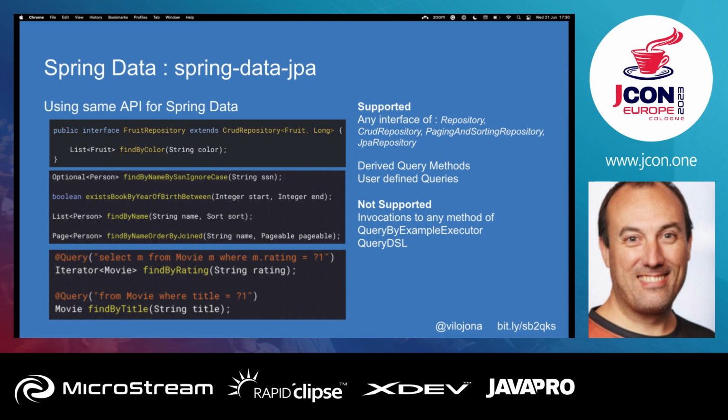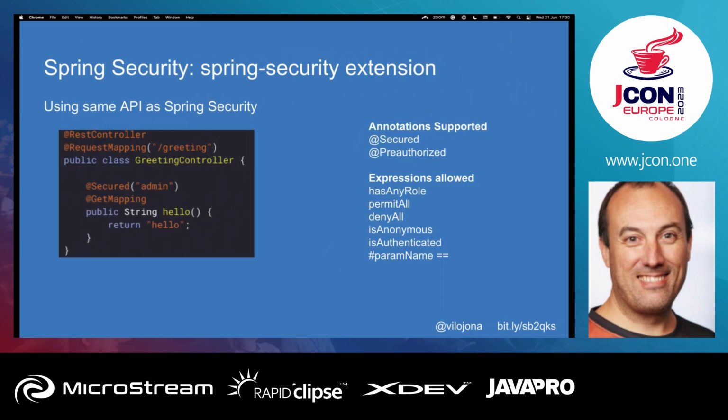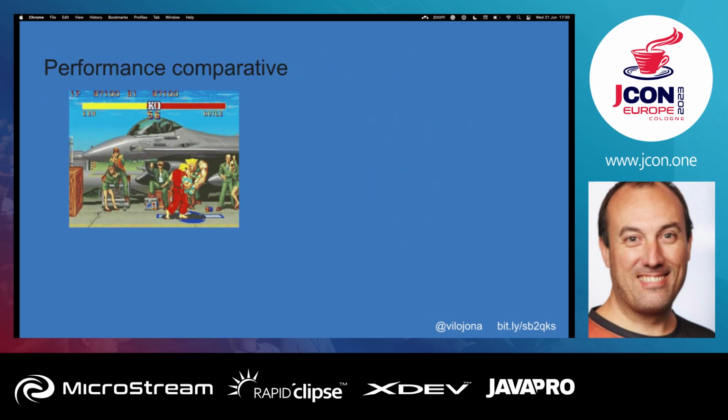And in this case, we can have derived query methods. So those findByNameAndAge, Quarkus will use this interface and will produce the right method. For security, the same. So even we can have expressions in the roles. So it's easy just to keep the same code and don't change anything. It will be Quarkus who builds the application.